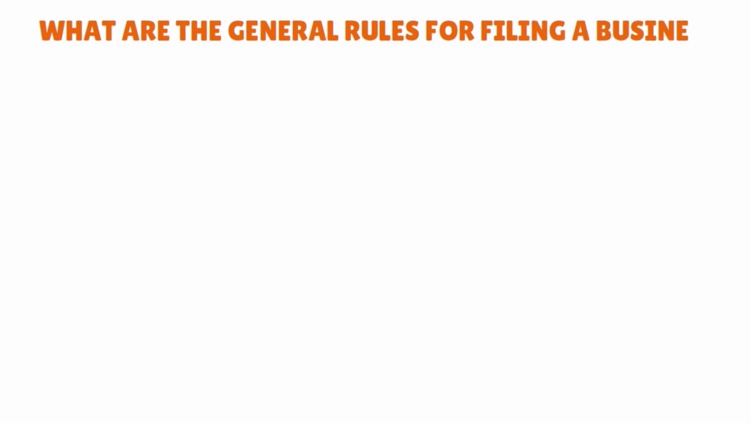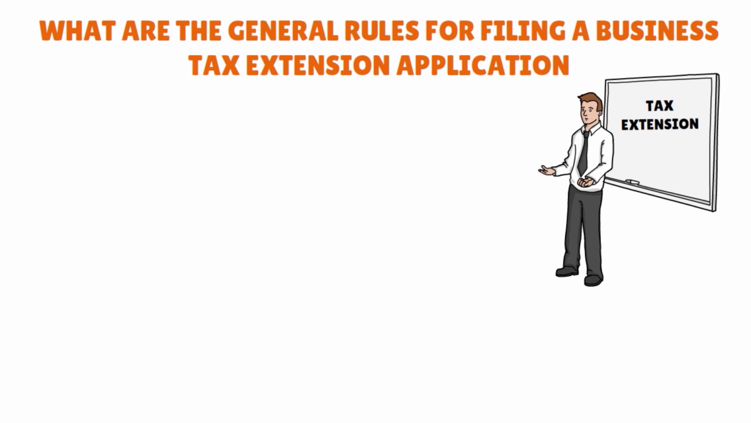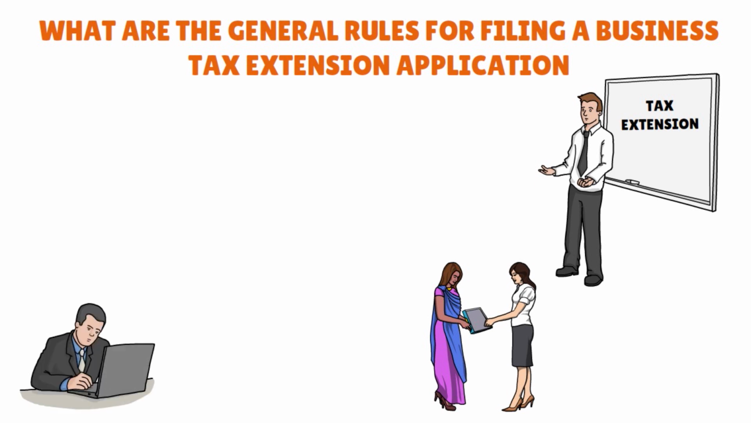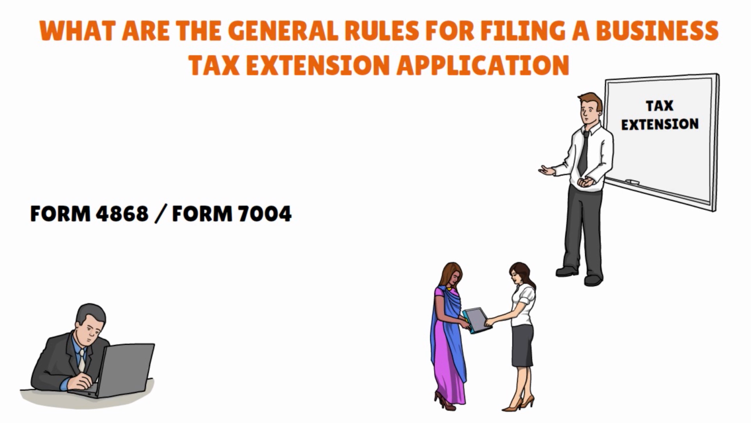So let's just dig a little deeper here. This is the second part, where I went a little deep into what a business tax extension is. Now let's talk about the general rules for filing a business tax extension application. Businesses may file requests for tax extensions using either Form 4868 or Form 7004, depending on the type of business you own.